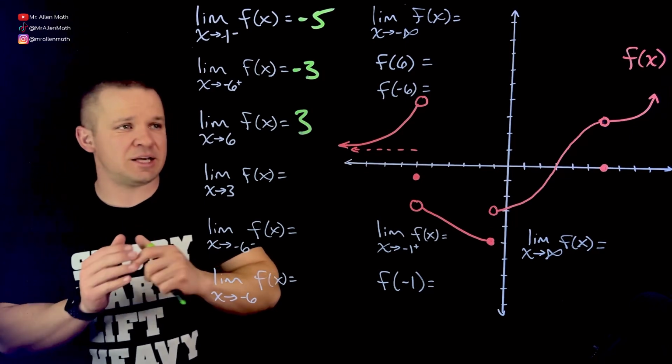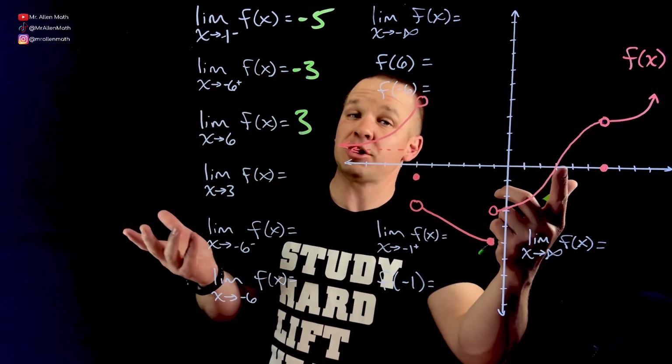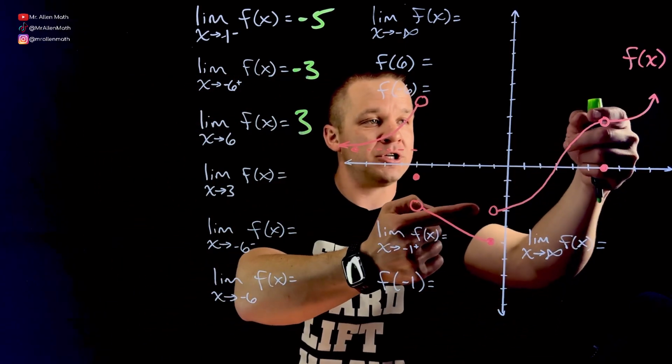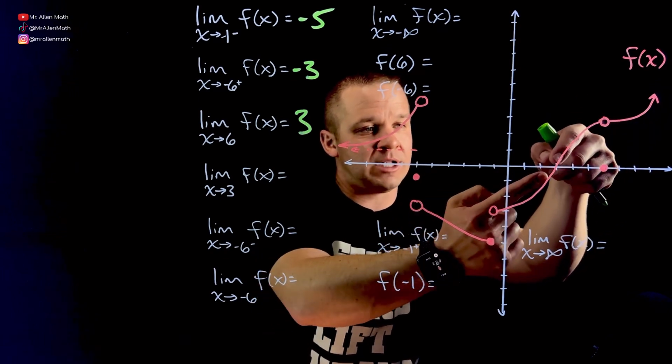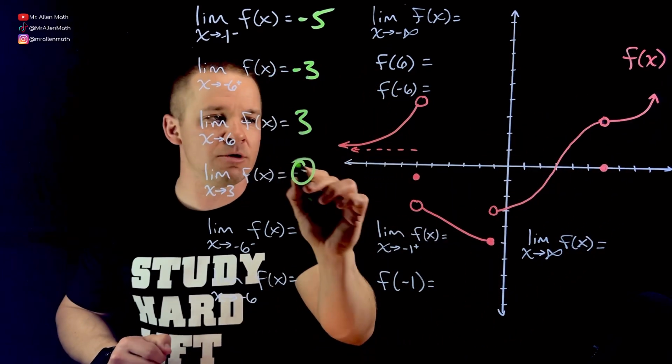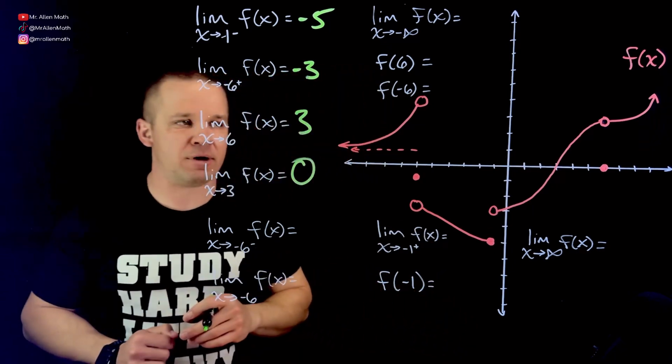All right, how about the limit as x approaches 3? It's not even really a point that I plot. Well, it just went through perfectly, yes. So I'm approaching my x value of 3 from the left and right. It is 0 because it's going to the same spot right there.